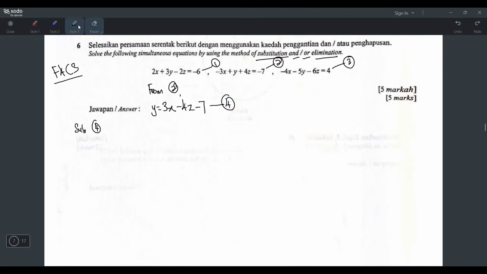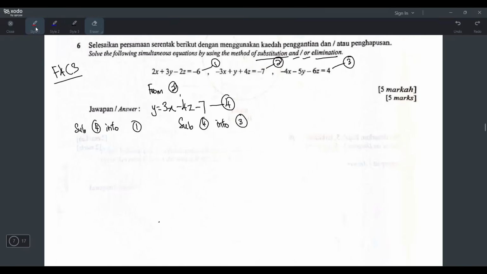So I write here sub 4 into 1. And then the other one is sub 4 into 3. Okay, like that. Hey, you don't go and do sub 4 into 2. No, no, no. You cannot sub back into its own equation. 4 actually comes from 2. If you sub 4 into 2, later you get 0 equals 0. Then it's wrong. You cannot sub into yourself. You have to sub into other equations.